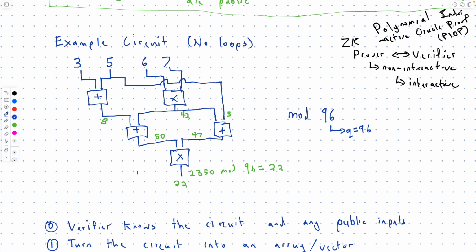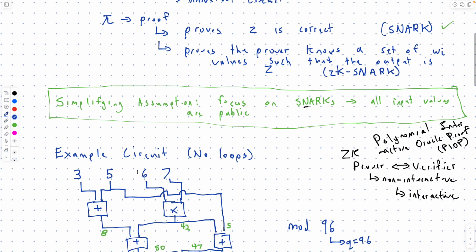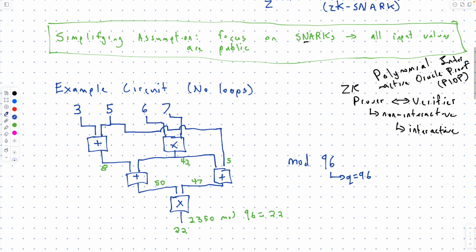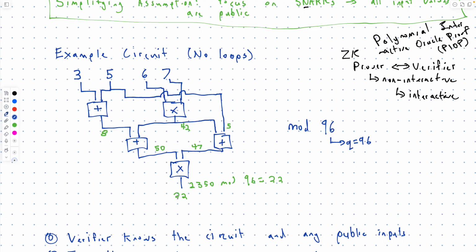Yeah. So like the 3, 5, 6, 7, the verifier also does that as well? Yeah, so we're going to assume that, and this is our simplifying assumption here, where all input values are public. So we're going to assume that they know 3, 5, 6, 7. Right. So the verifier could compute, we computed 22, the verifier could also compute 22.